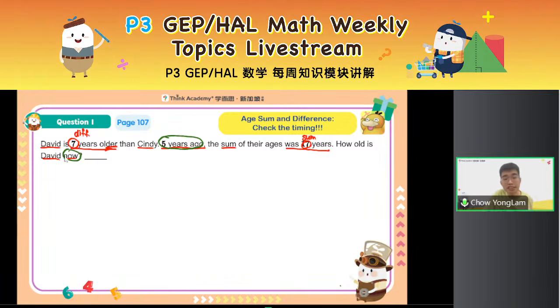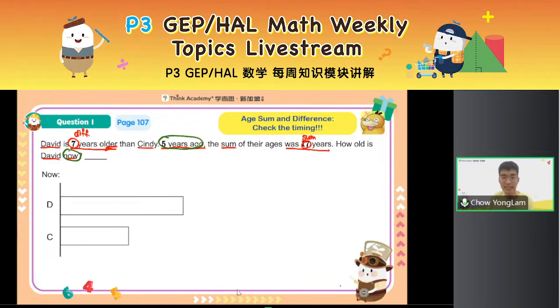Since the question is asking for how old David is now, let's just draw the model for now, right? We have two characters, David and Cindy, right? So who should get a longer bar? Oh yeah, okay, I see some answers already. Are you sure? Yeah, it is right. So David is the longer bar and Cindy has the shorter bar.